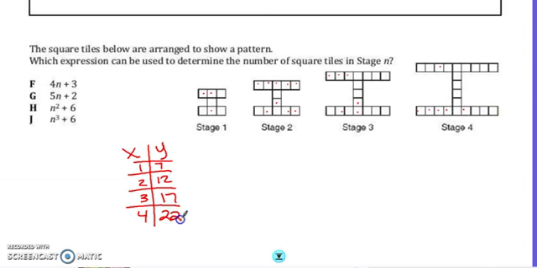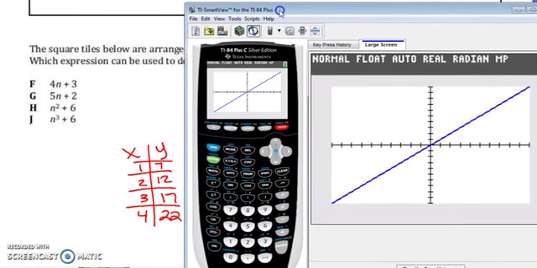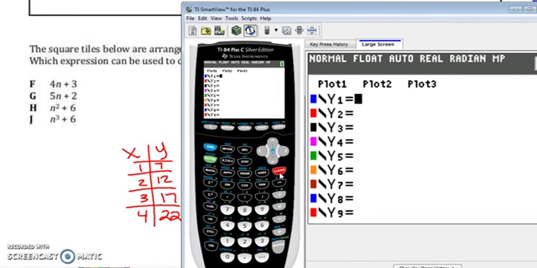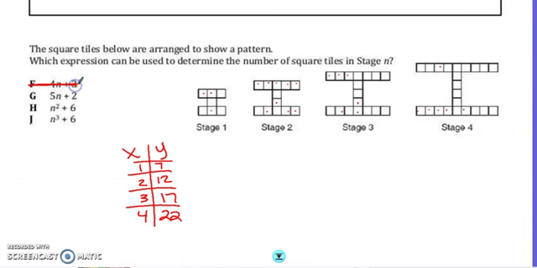I have this table, and I need to figure out which one of these will match it. So I'm going to my calculator. I go to y equals, clear out my other stuff, and I type in 4n plus 3. Although you're not going to type in n, you're going to type in x. And I'm going to go to the table, second graph. And this says 1, 7, so that matches. 2, 12, nope, that says 2, 11, so automatically I know that this one right here is wrong.